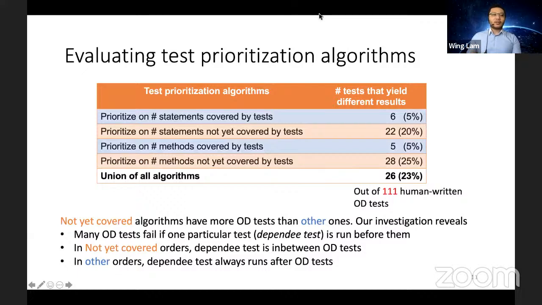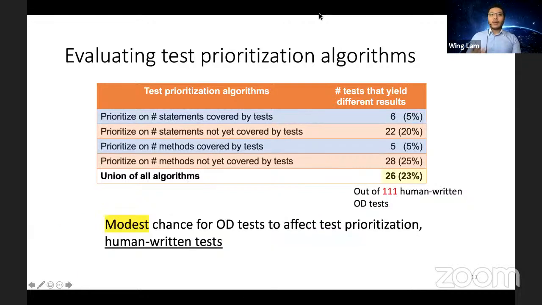One interesting thing to note here is that the not-yet-covered algorithms do tend to have more order-dependent tests than the other ones. Specifically, when we manually investigated some of these, we found that many of these order-dependent tests fail if one particular test is run before them. And in the not-yet-covered orders, generally that dependent test somehow happens to be in between the order-dependent tests, again, based on its coverage. Versus in the other orders, the dependent test was always running after the order-dependent test, and consequently, the other algorithms tend to have a much lower number of tests found.